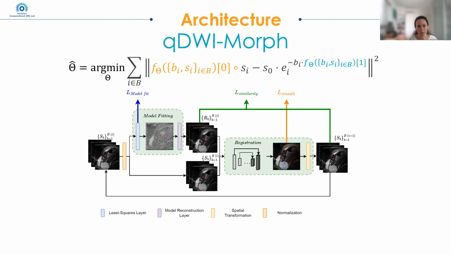The qDWI-morph model comprises two subnetworks, a model fitting subnetwork and an image registration subnetwork based on VoxelMorph. The input is a batch of 3D different B-value images from the same patient with their corresponding B-values. The output of our model is composed of the set of motion-corrected images forced pixel-wise to the mono-exponential model. Our method is iterative, where the motion-corrected images from the previous iteration enter as an input to the next iteration until convergence.